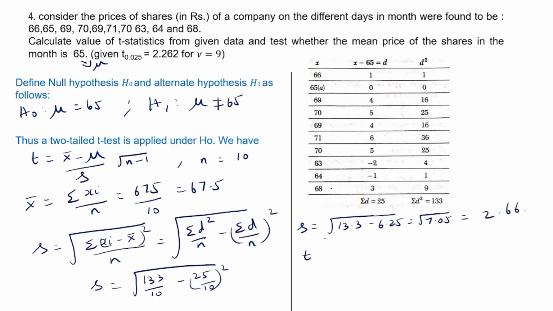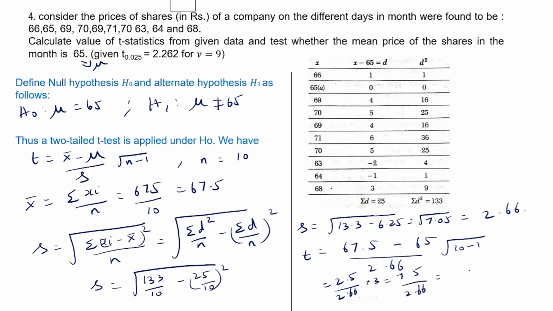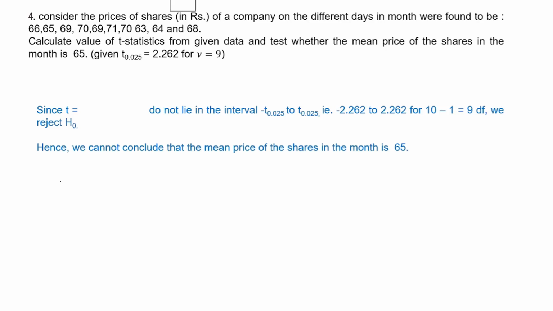Now we can find t. We know what is x bar, we know what is s and n. t is x bar minus mu upon s into root of n minus 1. 67.5 minus 65 is 2.5, upon 2.66 into root 9, which is 3. So this is 7.5 upon 2.66. When we simplify, we get it as 2.82. So we get the value of t as 2.82.